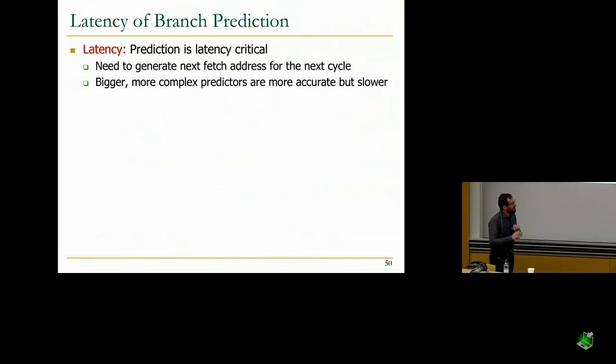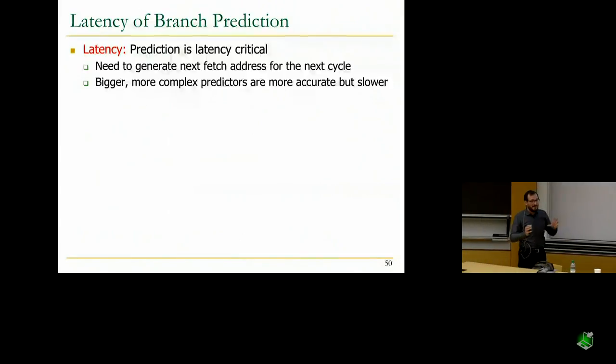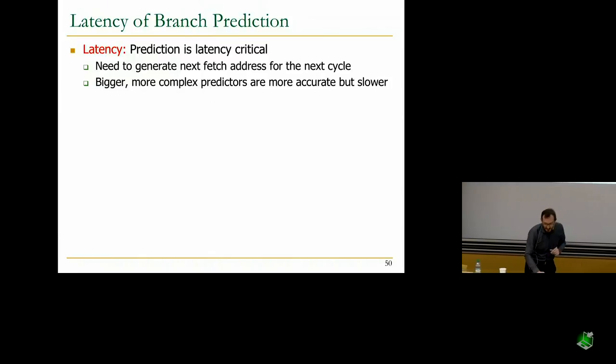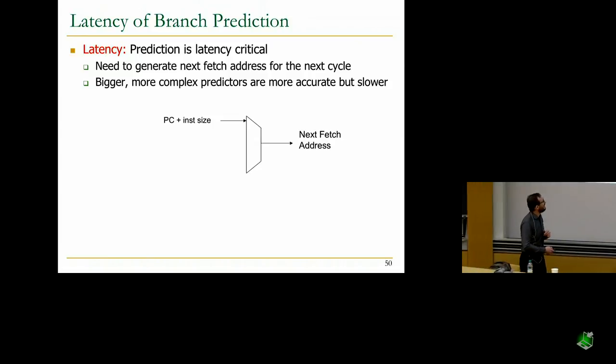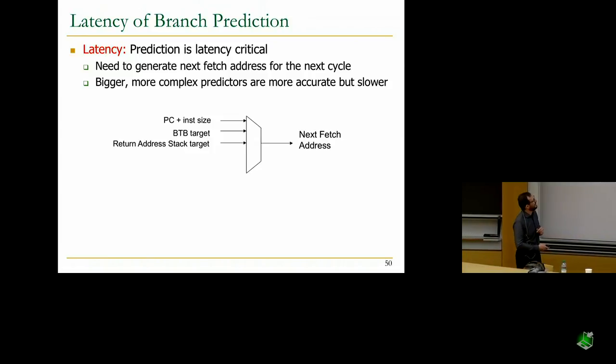Okay, so this points out that everything we've discussed makes branch prediction logic very complex, right? But latency is also very critical. Prediction latency is very important because you need to generate the next fetch address for the next cycle. You need to get a fetch address at the end of this cycle so that you can latch it into the program counter. And bigger, more complex predictors are more accurate, but they're also slower. So how do you actually trade off this? So if you look at the next fetch address, lots of things feed into this, right?